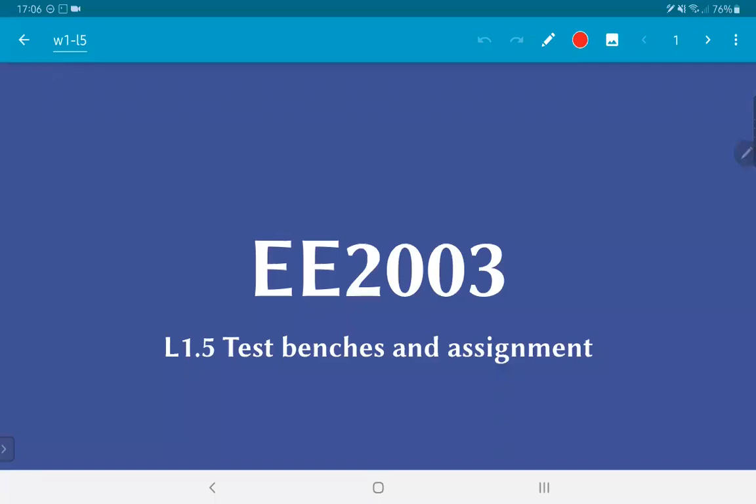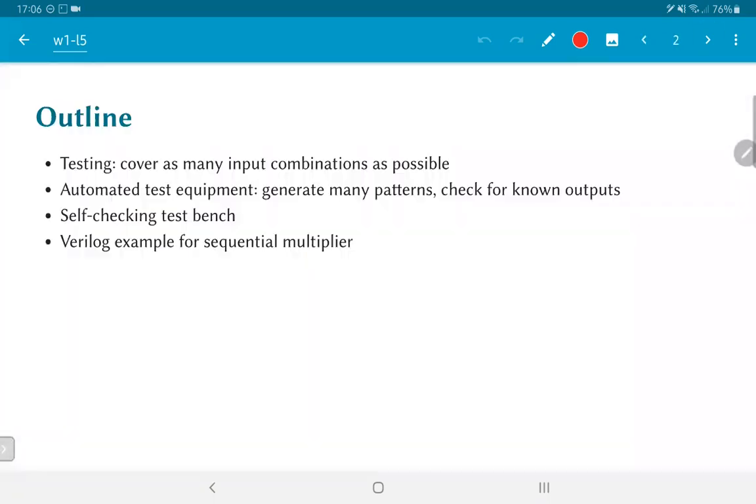This video deals with the topics of test benches in Verilog. The outline is that we are going to look at the problem of testing and understand what exactly it involves, look briefly at what we mean by automated test equipment, then consider the idea of a self-checking test bench, and then we'll use this by explaining it in the context of a sequential multiplier and show how we can possibly construct a test bench that could test the behavior of such a circuit.